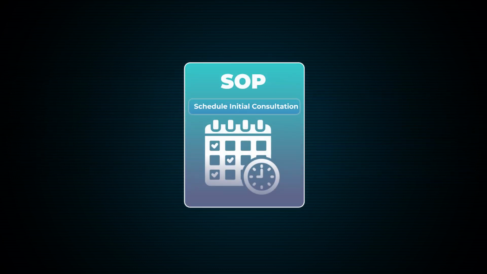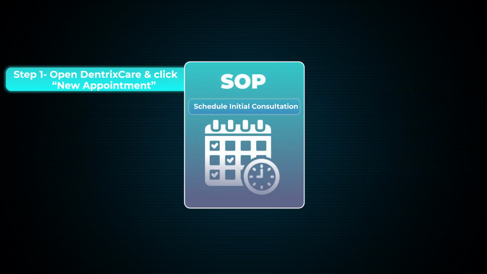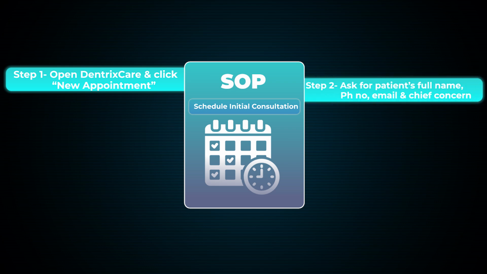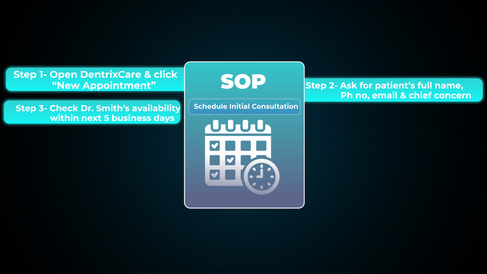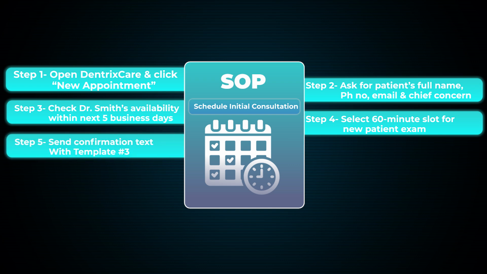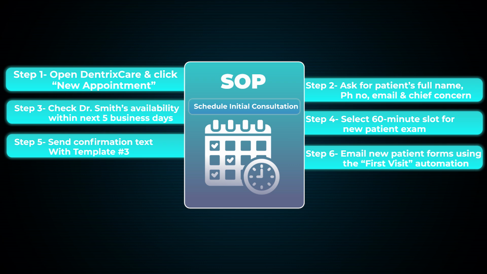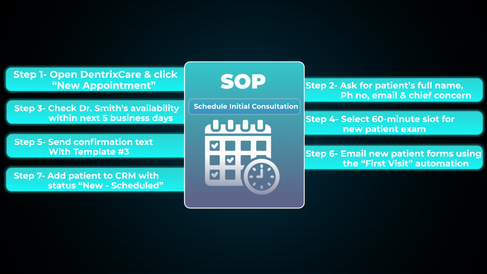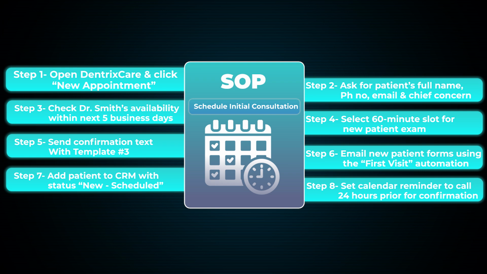Their SOP for step 1, which was to schedule the initial consultation, said: open the Dentrix Care and click New Appointment. Ask for patient's full name, phone number, email, and chief concern. Check Dr. Smith's availability within the next 5 days. Select 60-minute time slot for new patient exam. Send confirmation text with template 3. Email new patient forms using first visit automation. Add the patient to the CRM with status new scheduled, and then set calendar reminder to call 24 hours before the confirmation.